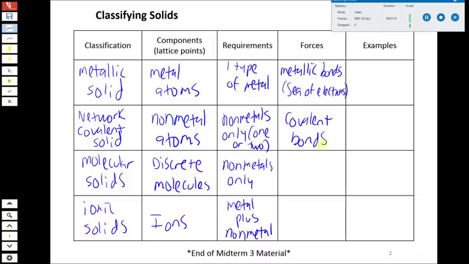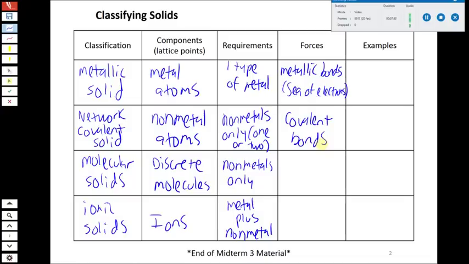In a network covalent solid, the only important forces involved in holding the atoms together are covalent bonds. As we said, you have in a network solid an infinite array of covalent bonds. It's not a discrete molecule anymore. It's a molecule that goes on and on and on in all directions. And you have these covalent bonds holding the individual atoms in place, whether it be an element or a compound that's classified as a network covalent solid.